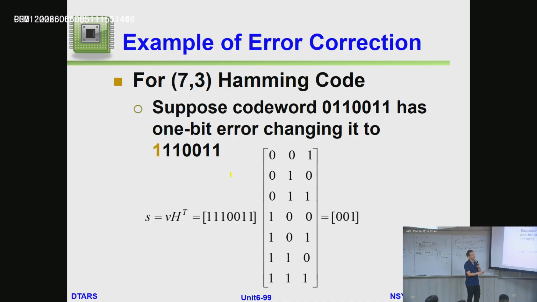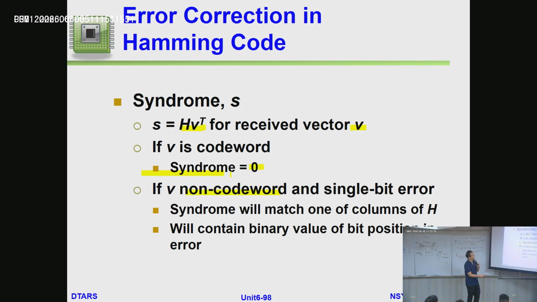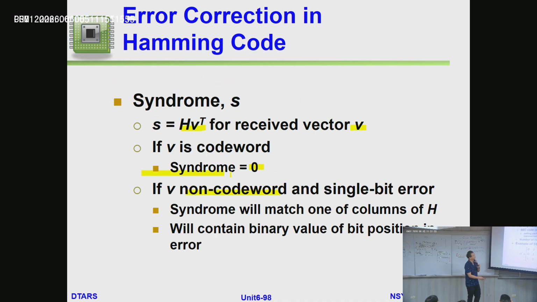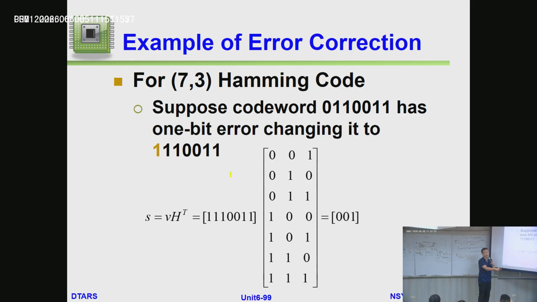So what we do is multiply this one with the parity check matrix. This is exactly the same as this one. So we multiply them together, and the important thing is that when you multiply these two together, check if the result is equal to 0 or not. Here you see the result is not 0, right? So it means that there are some errors here.